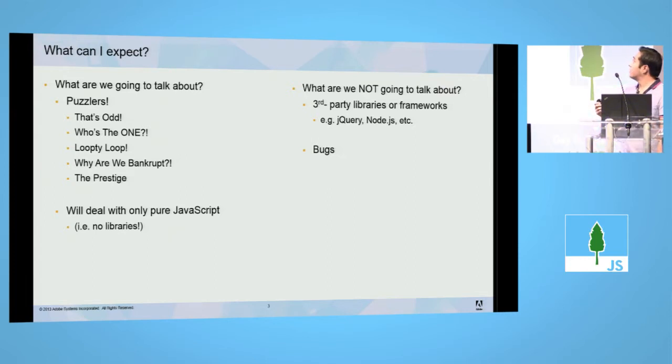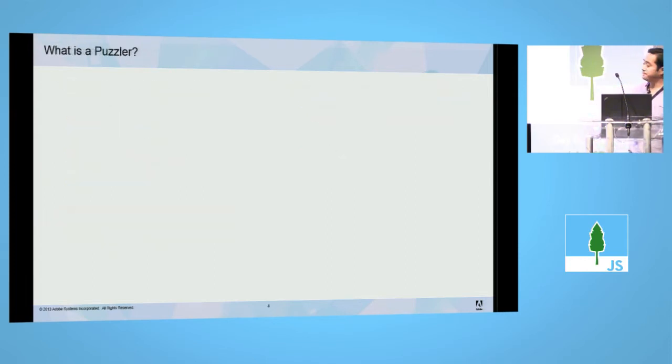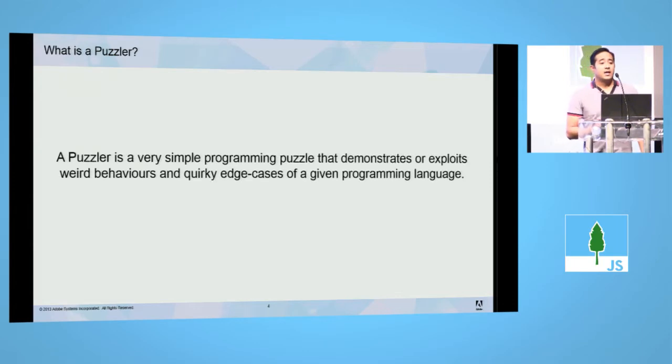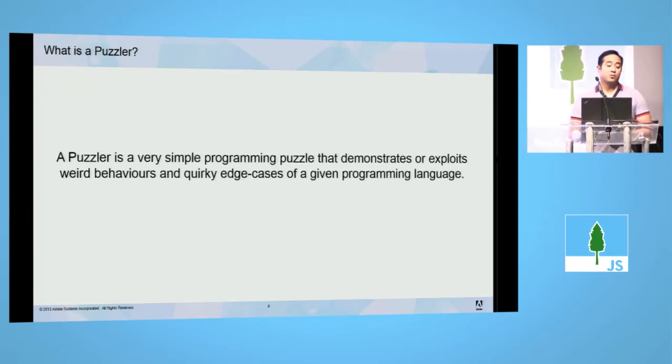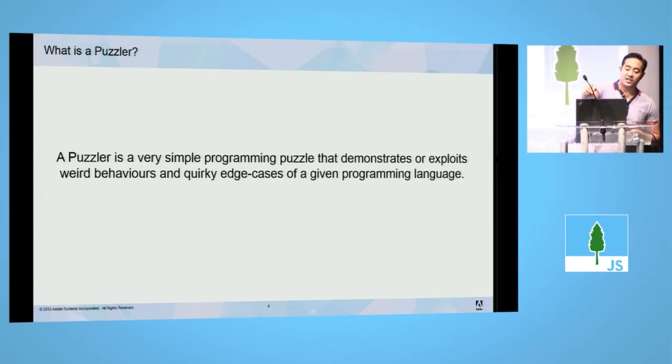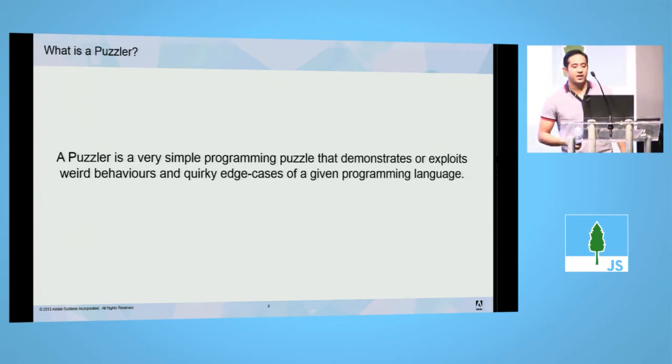So what is a puzzler? In short, a puzzler is a very simple programming puzzle that demonstrates or exploits weird behaviors and quirky edge cases of a given programming language. In this case, JavaScript. Essentially, it's going to be a short snippet of code, anywhere from 5 to 15 lines, and it's going to demonstrate something weird about the language that you might not be familiar with.